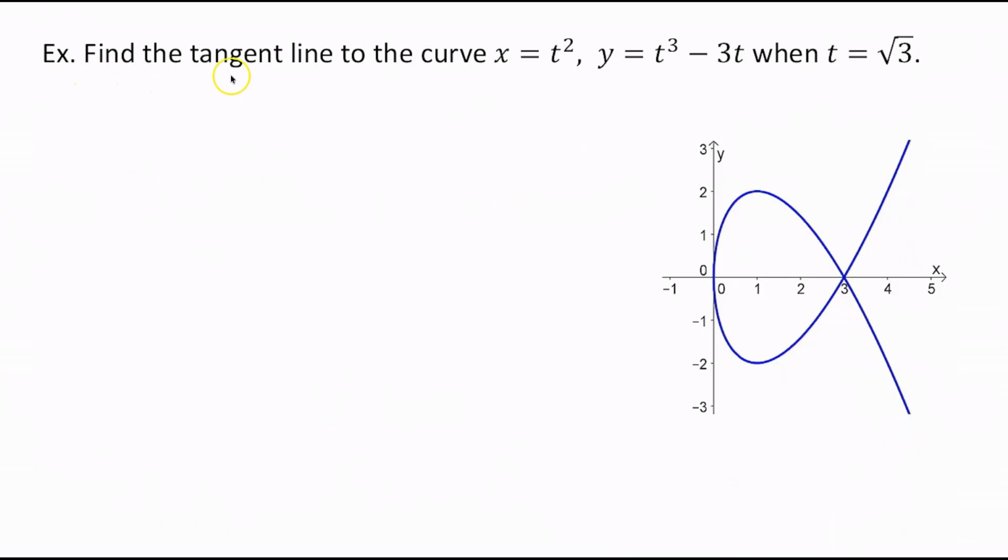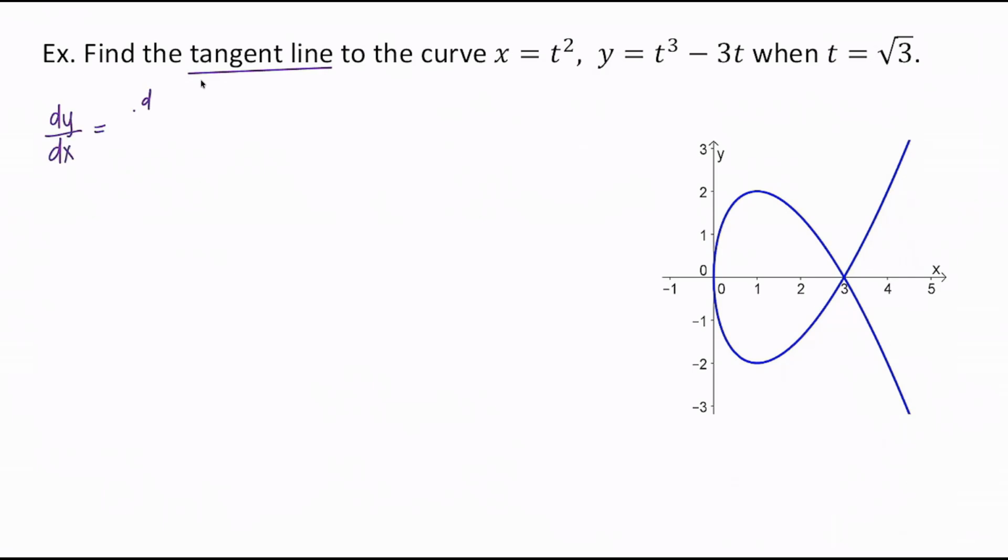In this example, I want to find the tangent line to the curve x equals t squared and y equals t cubed minus 3t when t is equal to radical 3. So I actually want an entire tangent line. So I'm going to need both a point and a slope. So to find the slope of the tangent line, I'm going to need to find dy dx.